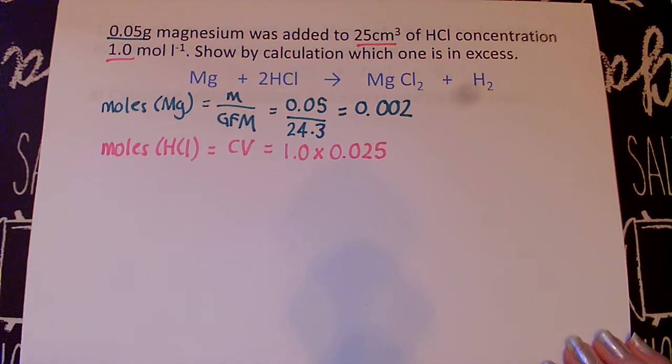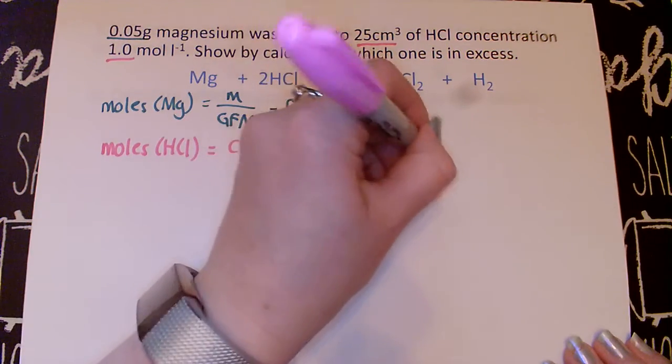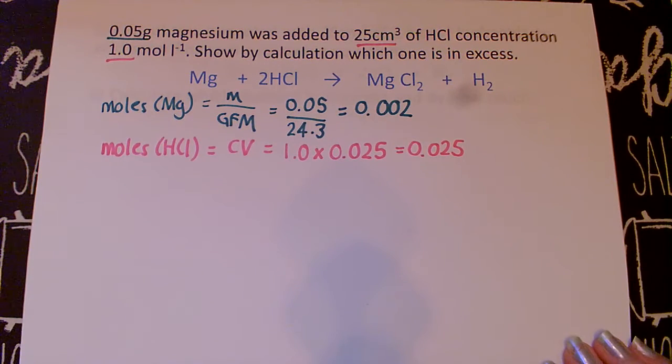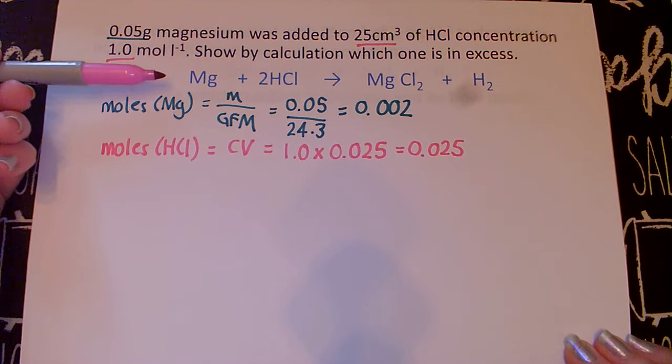Okay, so once I put that in my calculator, I end up with 0.025 moles for the hydrochloric acid. The next thing that I need to do is take into account the ratio between the two substances from the balanced equation.